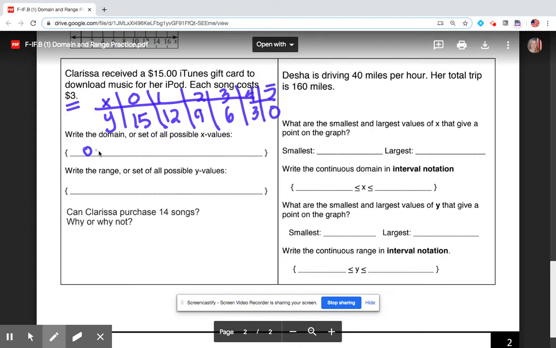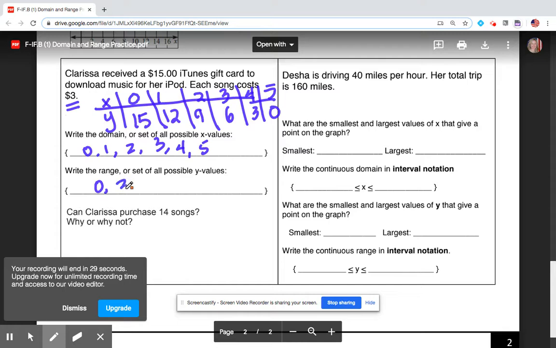So her domain is 0, 1, 2, 3, 4, and 5. We have to keep these in whole numbers because she can't buy 2.5 songs, right? Her range, same thing. These are going to be whole number values. It ranges from 0 all the way up to 15. And can she purchase 14 songs? No, because her biggest x value is 5.